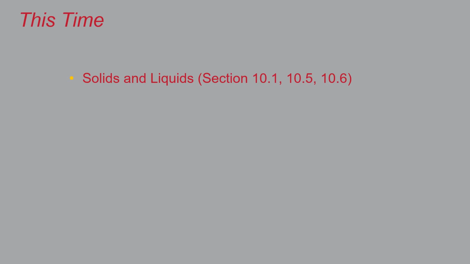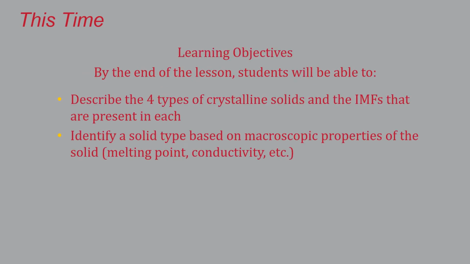All right, so we're still talking about solids and liquids, so sections 10.1, 10.5, and 10.6 from the book. There are just 3 videos today, and one of them is really short. By the time you're done with these, you should be able to talk about the 4 types of crystalline solids and the intermolecular forces that are present in each, and also identify what type of solid a particular compound is based on its physical properties, melting points, whether it conducts electricity, stuff like that. So let's get to it.